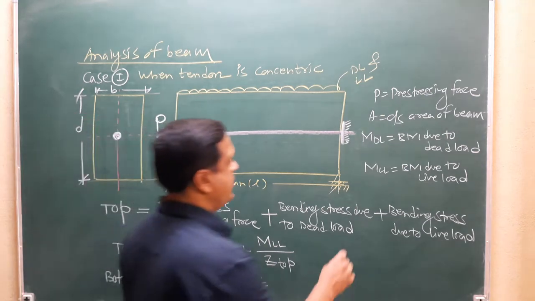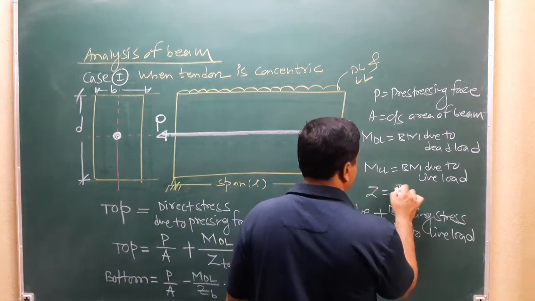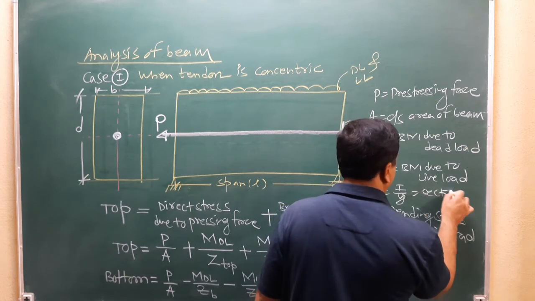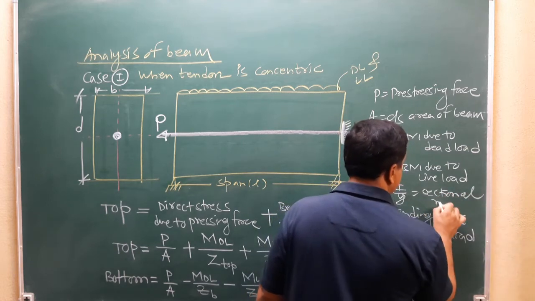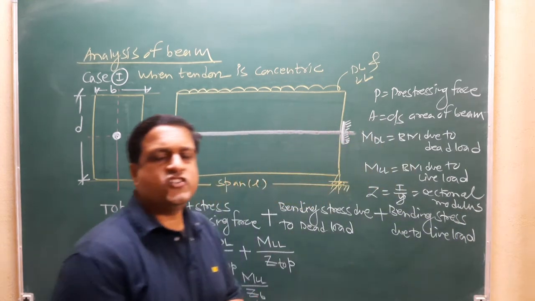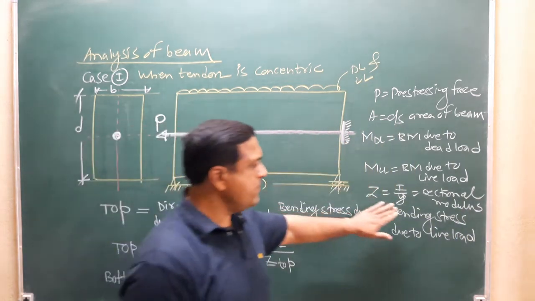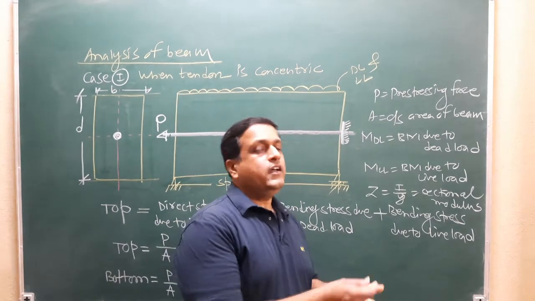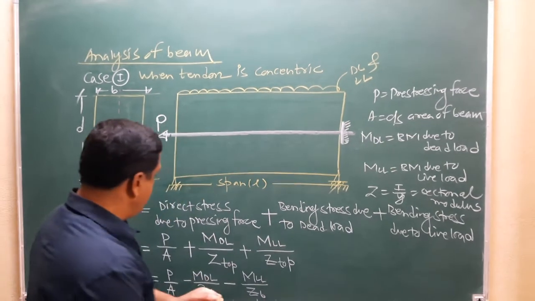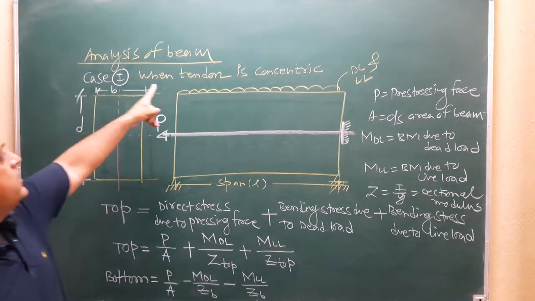And what is the Z? Z is I by Y, the sectional modulus. I by Y, moment of inertia divided by Y. I will explain this term by solving the problems. So this is the formula when a tendon is concentric.